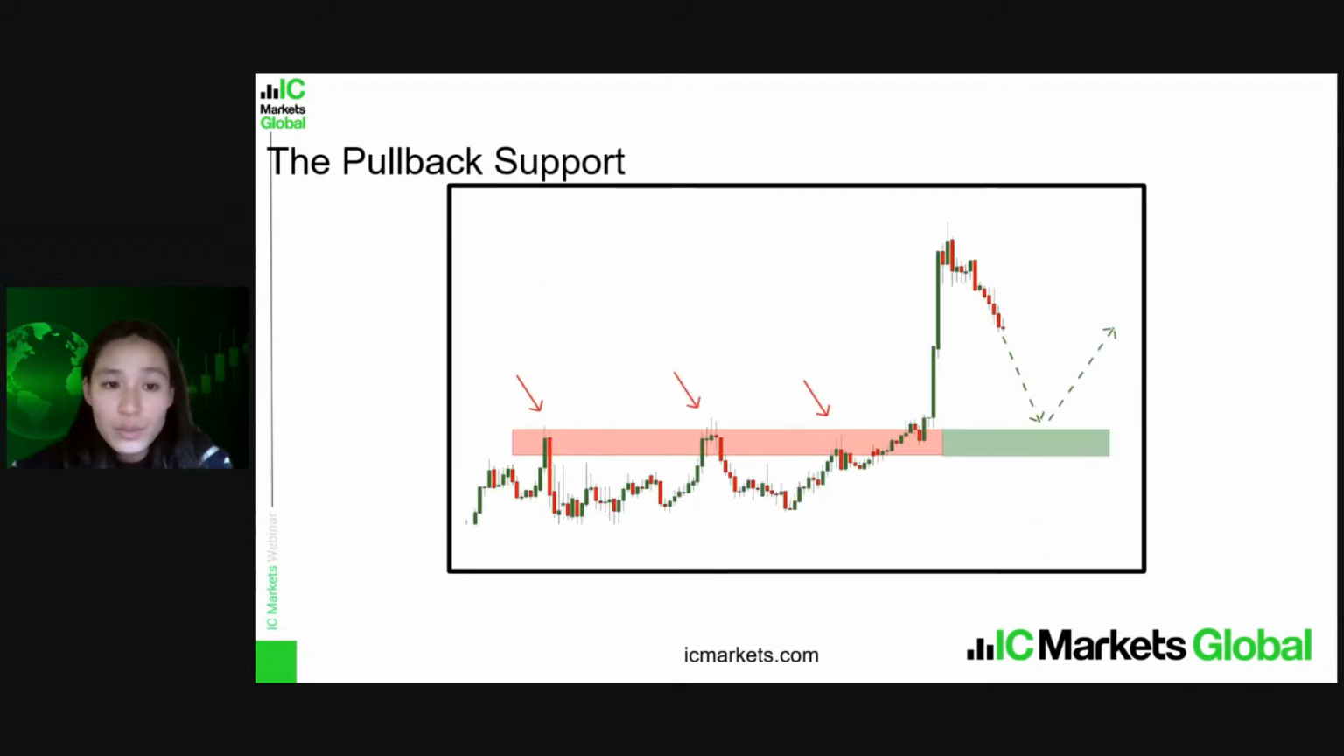Okay, same thing for a pullback support. We have three points that line up in the same level. All these three swing highs match up in this red highlighted area, giving us a swing high resistance. And once price breaks out of that swing high resistance, it becomes a pullback support, because we expect price to move down and bounce off of that level again.